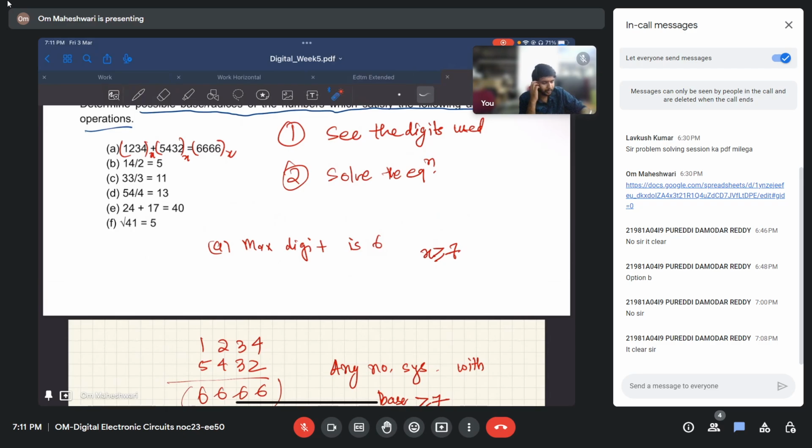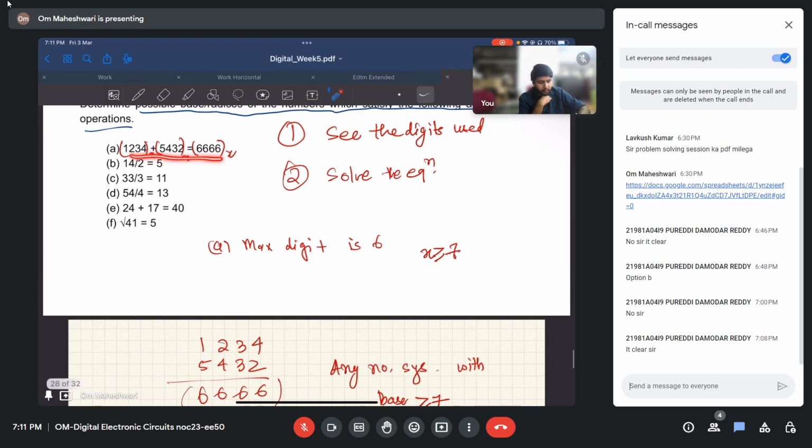In binary, we have 0 and 1. Highest digit is 1, but the radix is 2. Similarly, if the highest digit is 6, the radix is greater than or equal to 7. Okay.